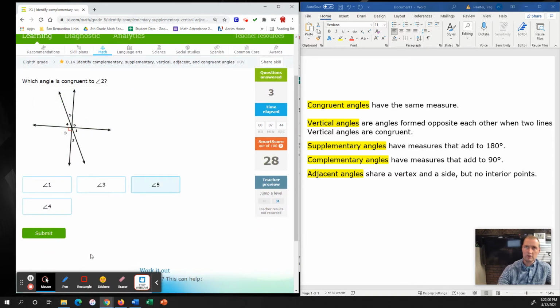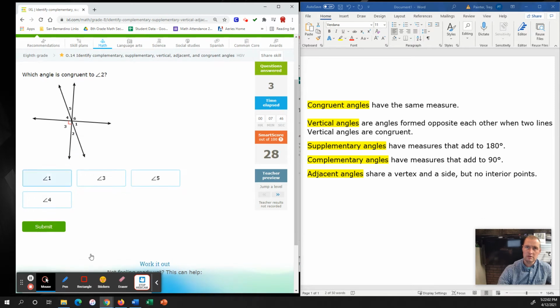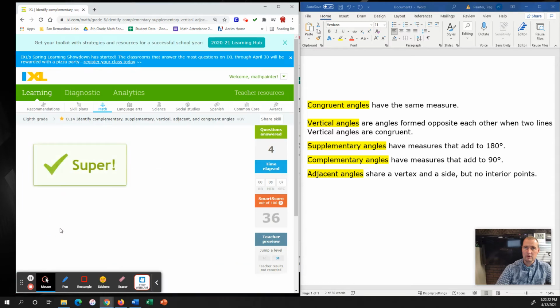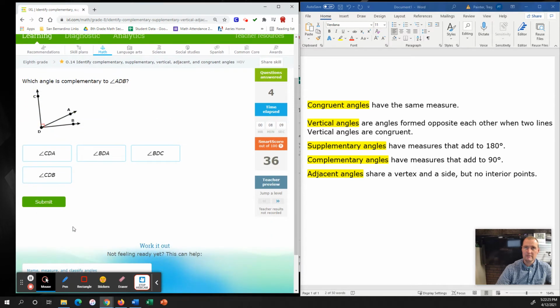All right, we got another one congruent to angle 2. So here we go. We got angle 2, which is right here. I'm going to apply the same strategy of vertical angles. So across from angle 2 is angle 5. Because again, it's directly across, and if they're directly across, they have to be the same because they share the same lines. So angle 5 is going to work on that one. Nice.